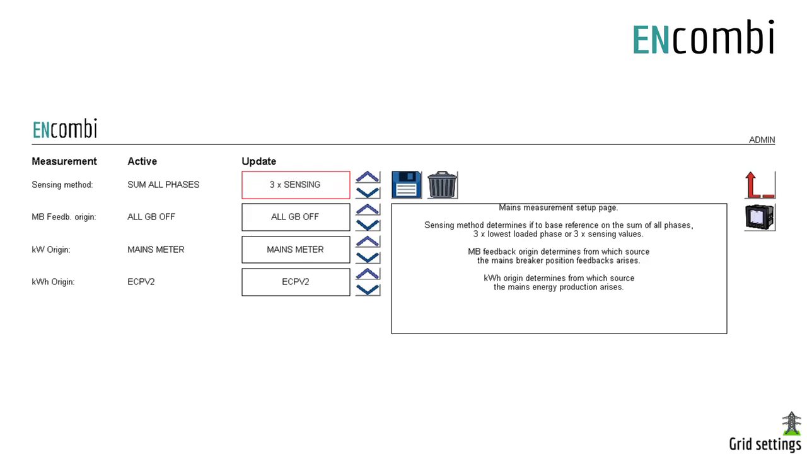The last option is 3 sensing, which will be used for the sites with symmetrical loads and installed with one current transformer. Here the controller will sense the one phase and assume the other phases have the same value, and the controller multiplies the received phase value by 3 to get the total value of the load.